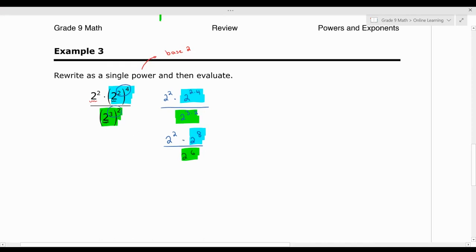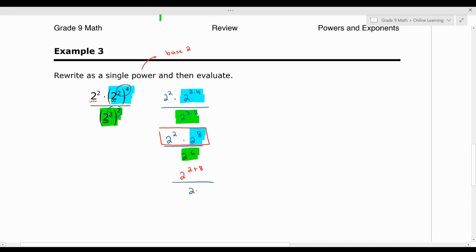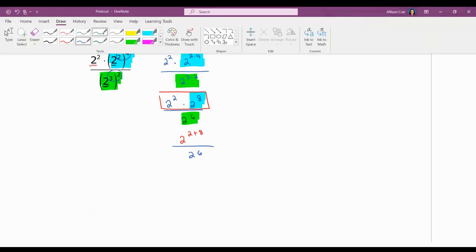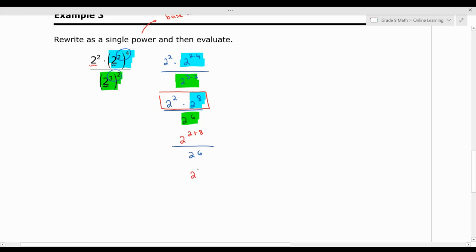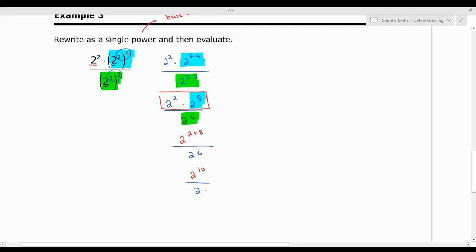Okay, so I'm going to check, so there's multiplication, there's a division. What I would probably do next would be clean up my numerator before I divide. So I have the same base, I'm multiplying, my exponent laws tell me to add the exponents. So that's like 2 to the power of 2 plus 8. And then it's still all over 2 to the power 6. Well, that's going to be like having 2 to the power 10 over 2 to the power 6. So I'll just keep this all connected, put a rectangle around it.